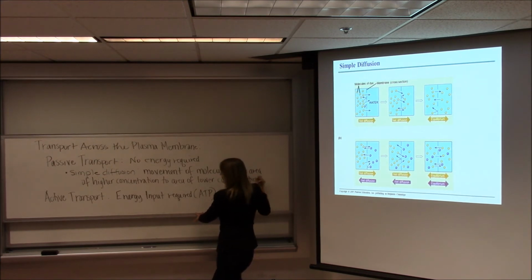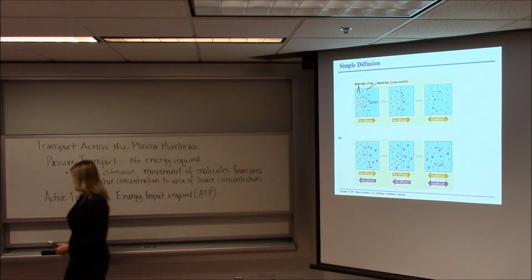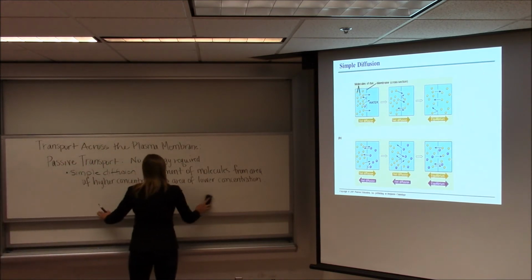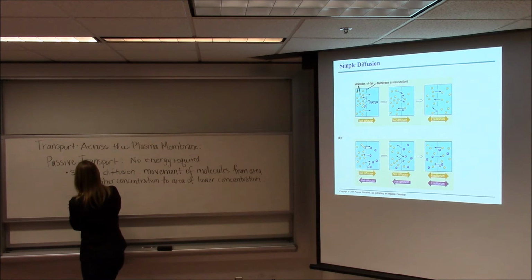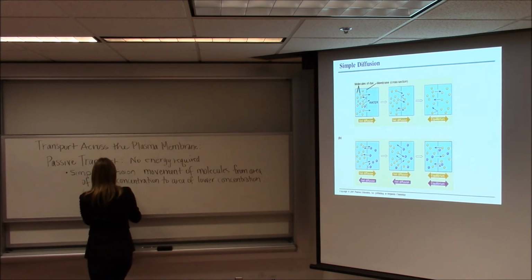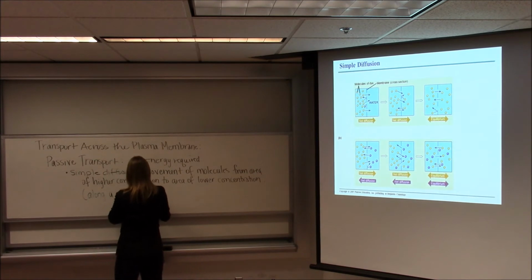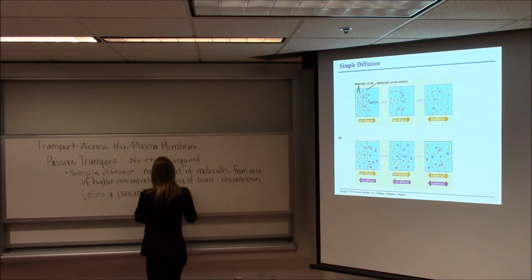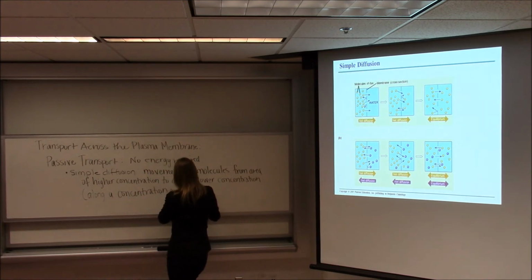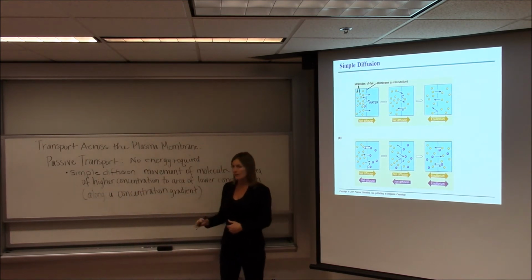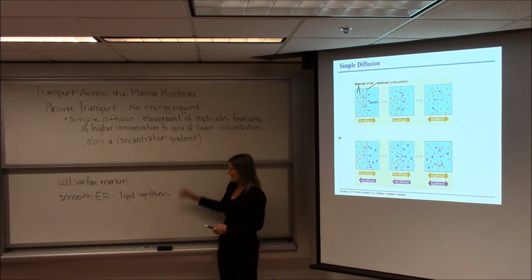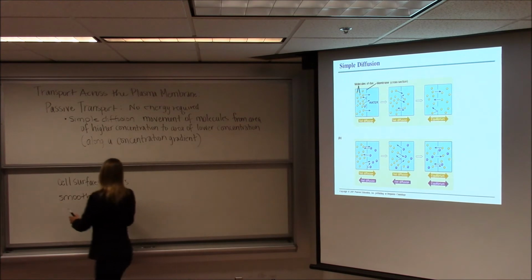And we would say that that's movement along a concentration gradient. We're going to erase this for a second so we have room. So this is along instead of against. This is along a concentration gradient. This is important because active transport is going to do the opposite. Active transport is going to be going against a concentration gradient. But simple diffusion is just movement of molecules from area of high concentration to area of low concentration.